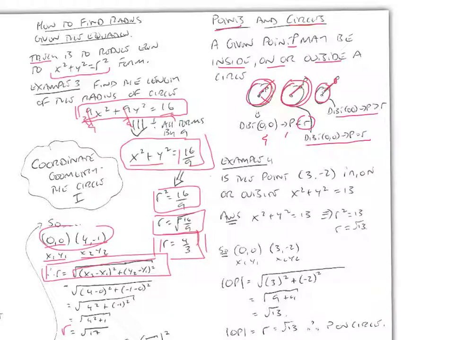So if we find a distance and compare it to the radius, we'll be able to tell if the point is inside, on, or outside the circle.